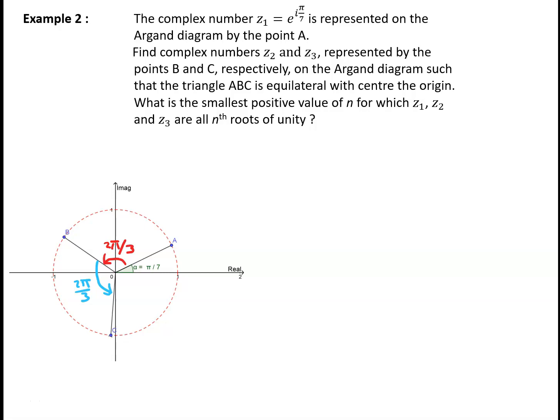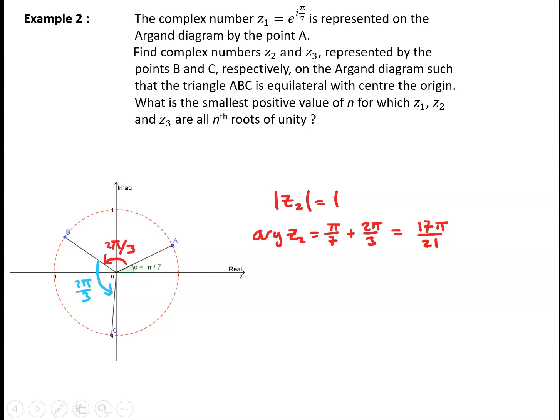So this means that the modulus of z2 is still going to be 1, but the argument of z2 is going to be pi by 7 plus 2 pi by 3, which is 17 pi by 21. So we can say that z2 is going to equal 1 times e to the i 17 pi by 21. In other words, z2 is e to the i 17 pi by 21.